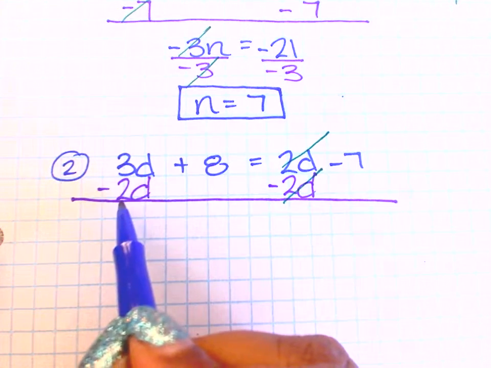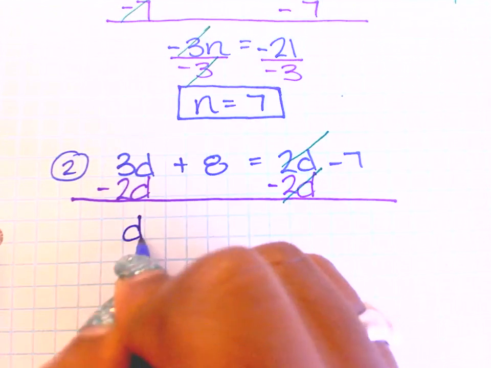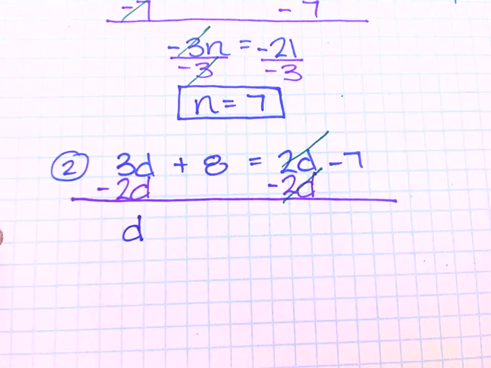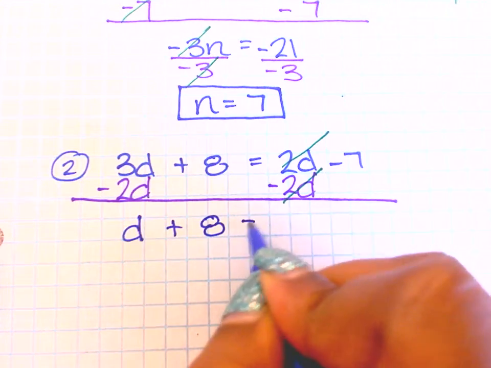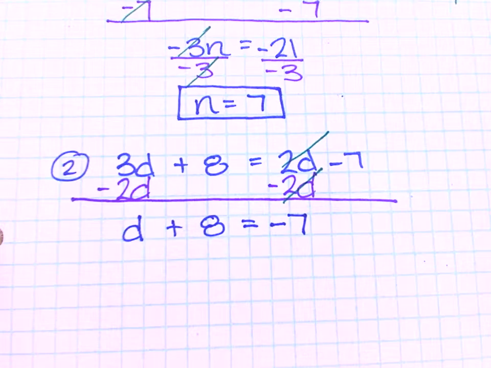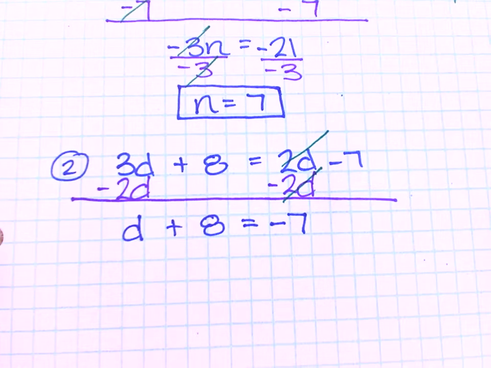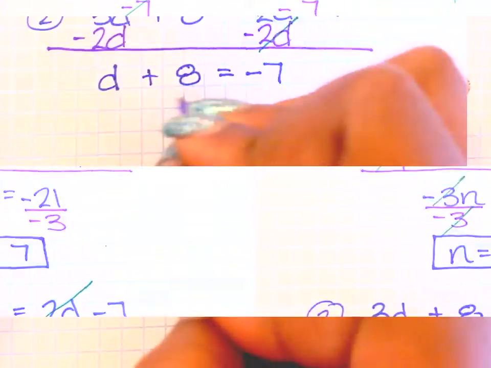3 minus 2 is 1. You can put the 1d if you want to, but I know that 1 in front of the d is invisible. So d plus 8 equals, what I'm left with over here, -7. So I just moved the variable to one side. So now I know that I need to subtract 8 from both sides to get d by itself.